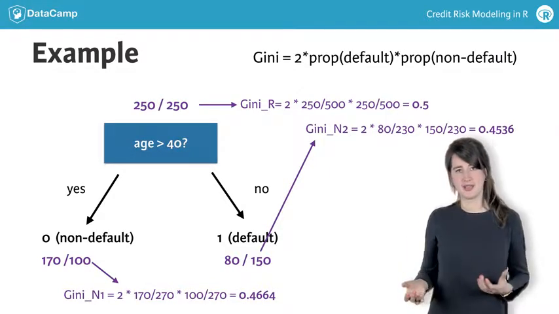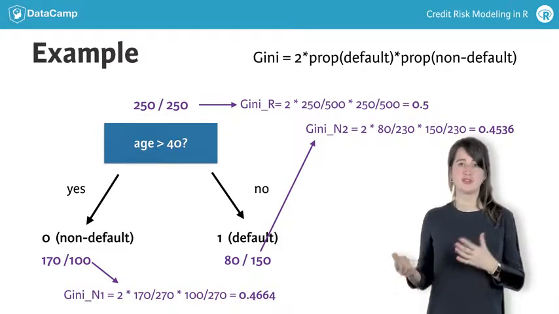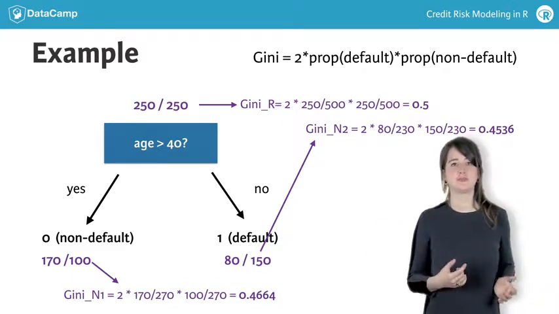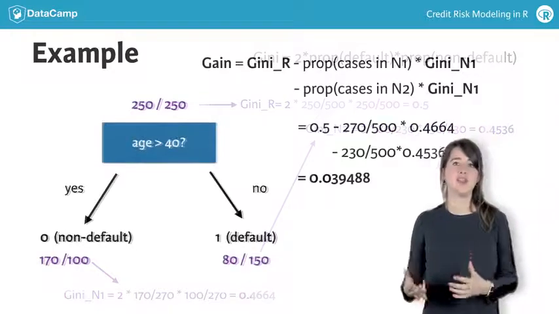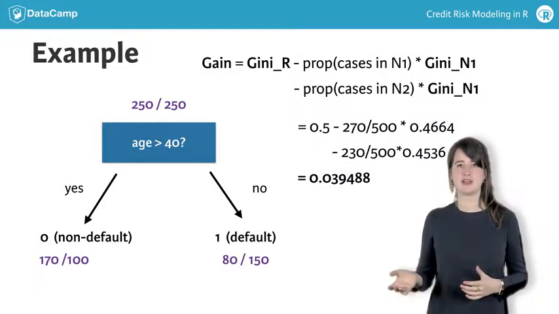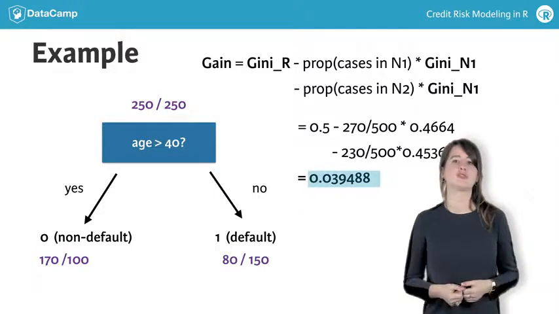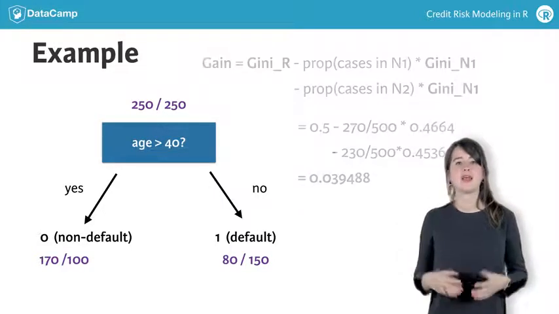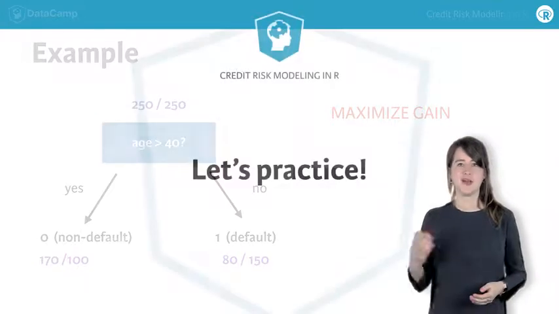An important metric is the purity gain that is achieved going from the root node to the 2 nodes N1 and N2. This gain can be computed by subtracting the weighted Gini measures in the nodes N1 and N2 from the Gini measure in the root. In our example, this leads to a gain of almost 0.04. The algorithm selects the split that leads to the highest gain. Now let's practice.